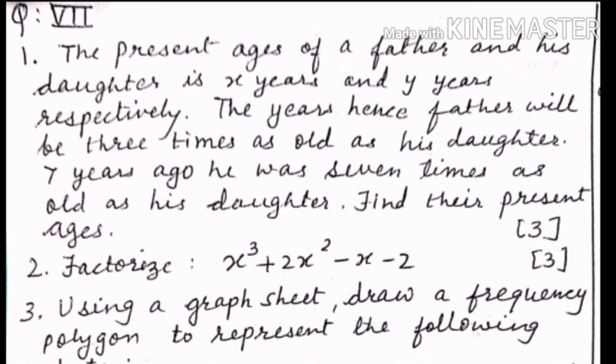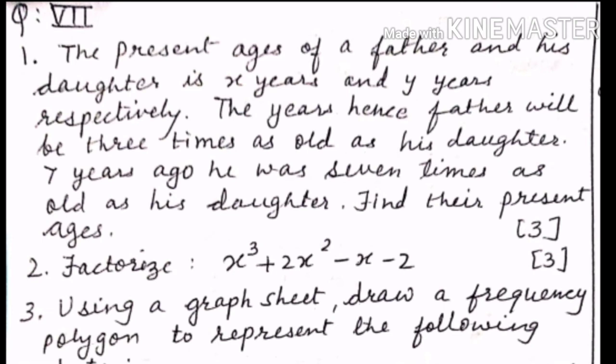Now question number 7, part 2. Second is factorize: x cube plus 2x square minus x minus 2. Now student, there are 4 terms in this expression, so you have to think, is it possible to make groups, and is it possible to get something common from the groups, yes or no? You think about it and you solve after thinking about what you understand.